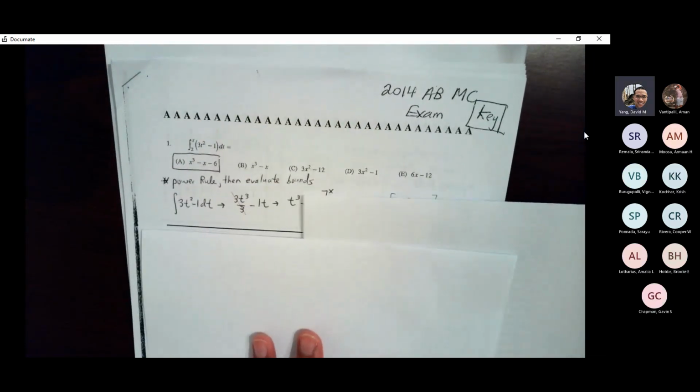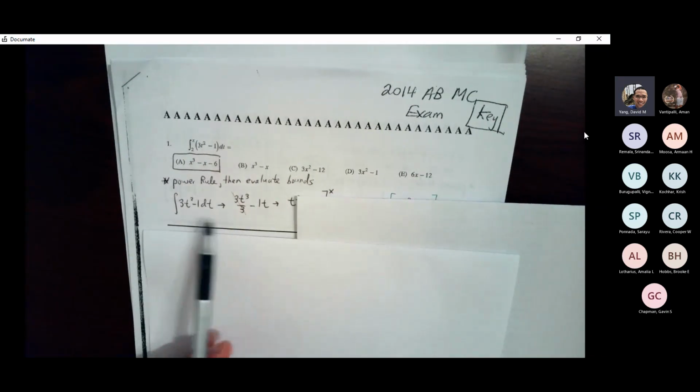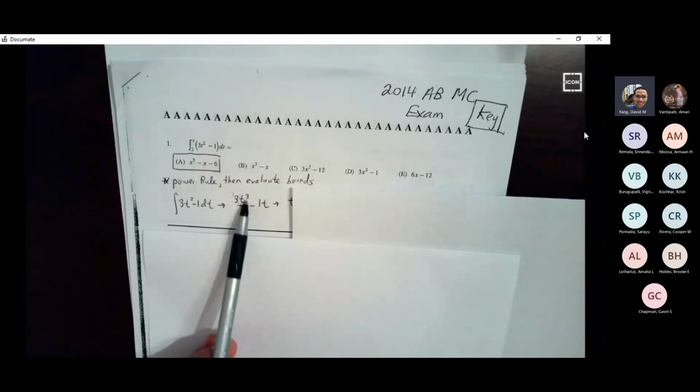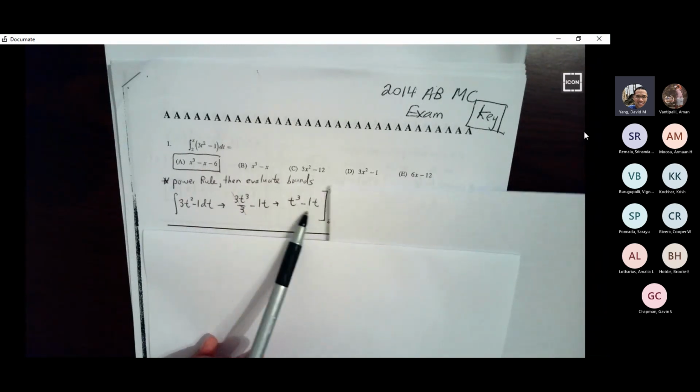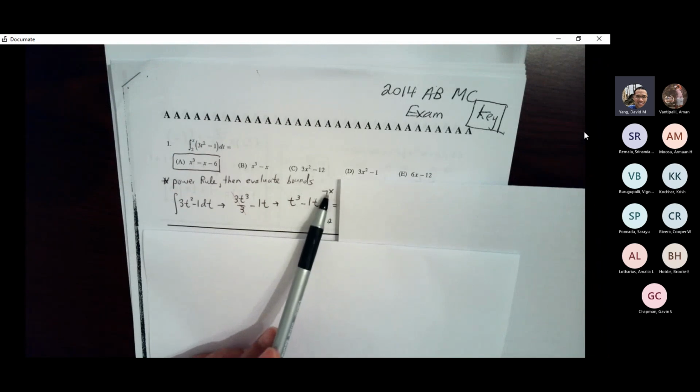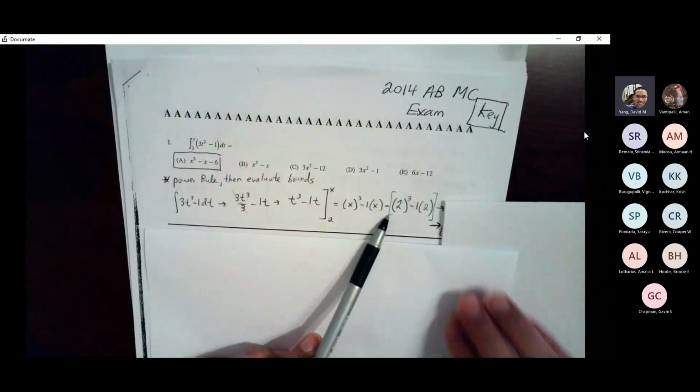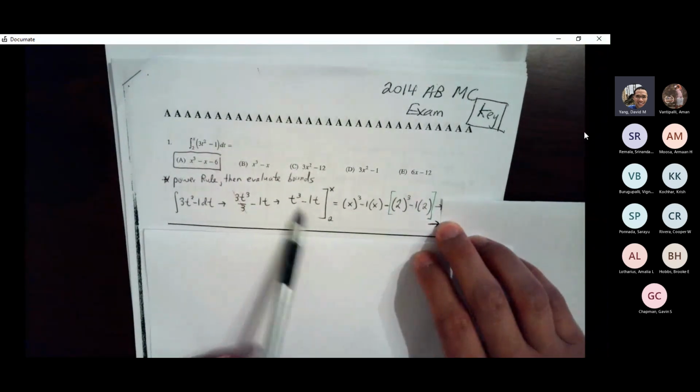All right, so power rule, 3t squared becomes 3t cubed over 3. 1 dt becomes 1t, and we do a little bit of cleanup, and we're left with t cubed minus 1t, and then we can work in our upper and lower bound. Upper bound is x. X gets inserted in for t. We get x cubed minus 1x minus parentheses. Then we work in the lower bounds.